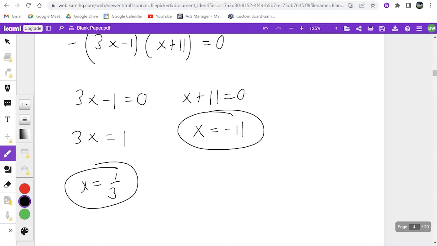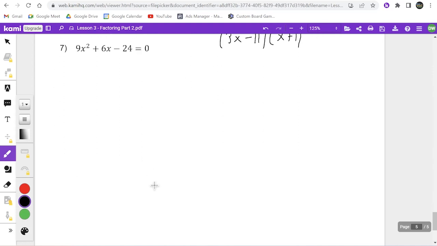Okay. And then it looks like we just have one more for today, and then we're done, the hardest lesson of the 8-week course. We have 9x squared plus 6x minus 24 equals 0. Again, the first thing I'm going to do is ask myself, do any of these terms have everything in common? For instance, I can't divide by 9. Let's see what happens when I try and divide by 9. The 9 works in the first spot, but 6 is not divisible by 9, and 24 is not divisible by 9.